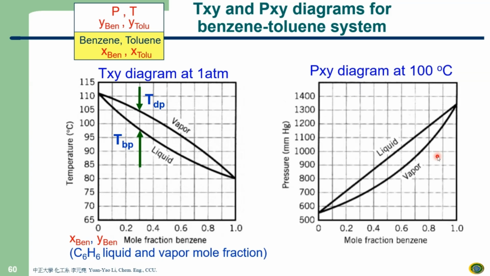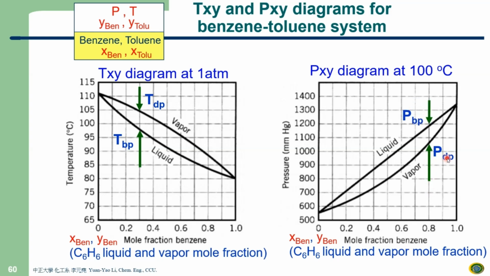Okay. And for PXY, you keep the temperature at, say, 100 Celsius. Again, liquid region, vapor region, and a region for liquid and vapor mixture. Again, this axis is the molar fraction of benzene, which can be XA in the liquid phase, or YA in the gas phase. Okay, so again, if you increase the pressure, this is called the dew point. Decrease the pressure, this is called the bubble point.